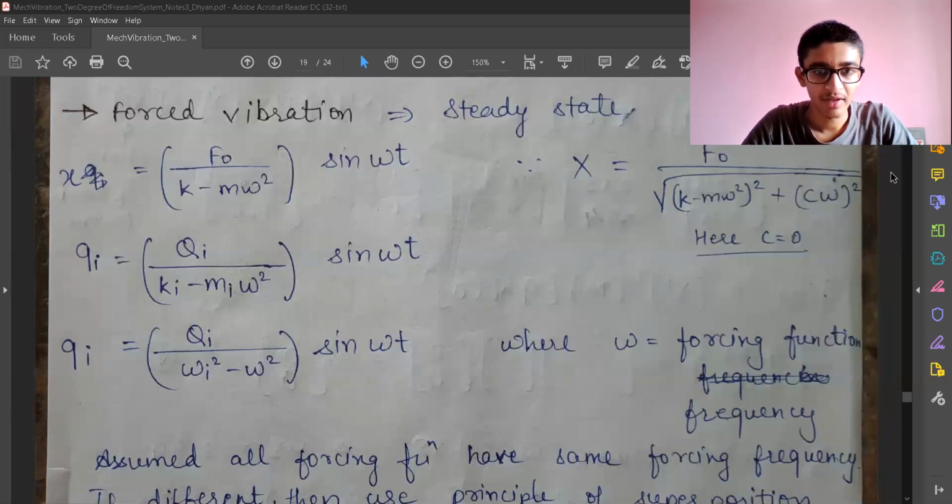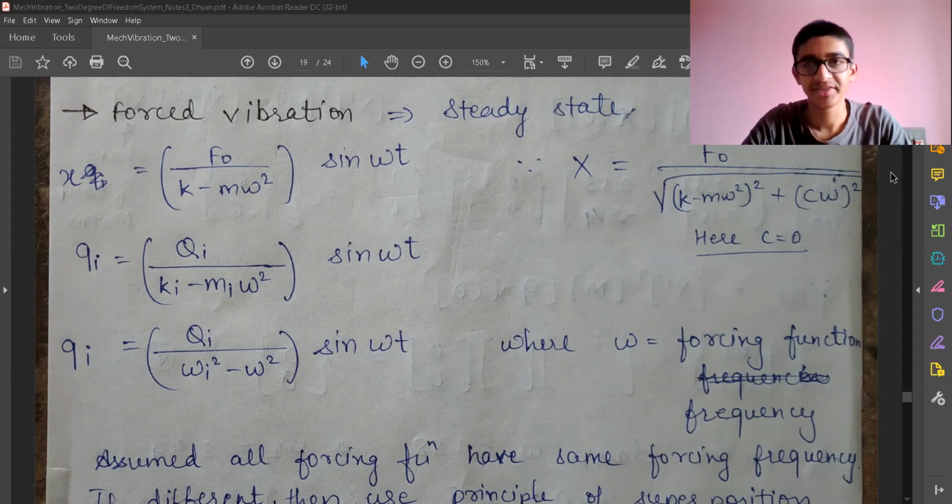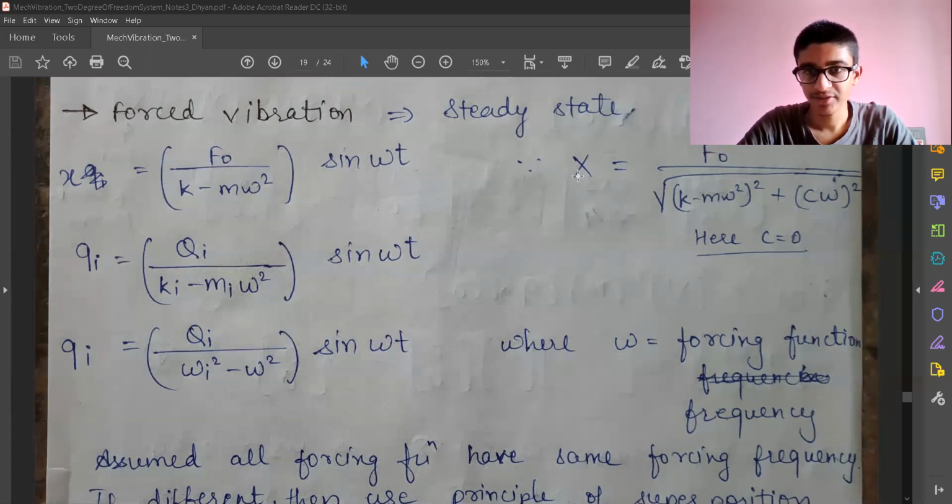In forced vibration, we'll ignore the transient part, which is a very small part, and we'll majorly look at the steady state part, which comes from the forcing function. So let's say we have x is equal to f naught upon k minus m omega square, sine omega t. Where is it coming from? This is from the response we derived earlier. This was the steady state response for a constant forcing function f0, and this was the amplitude. So we have just taken it here.